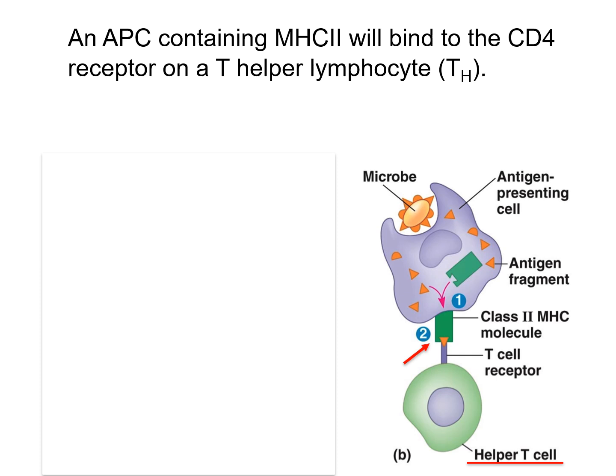APC containing MHC2 will bind to CD4. Again, 2 times 4 equals 8. The CD4 is the hand with the glove that's on the helper cell. So in the picture, you have the T helper with the glove, creating the synapses with the APC MHC2.